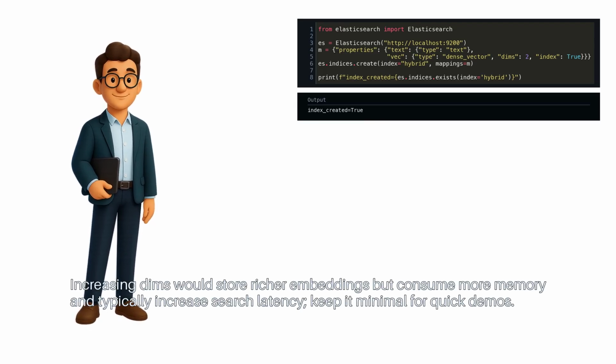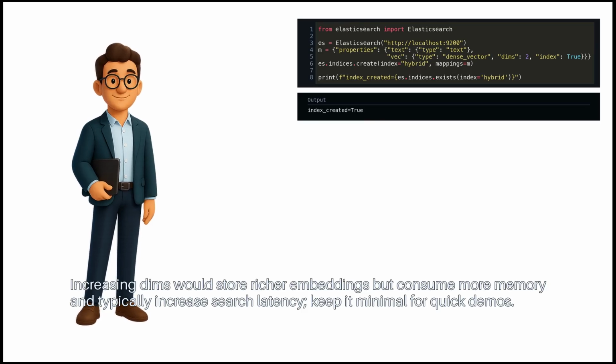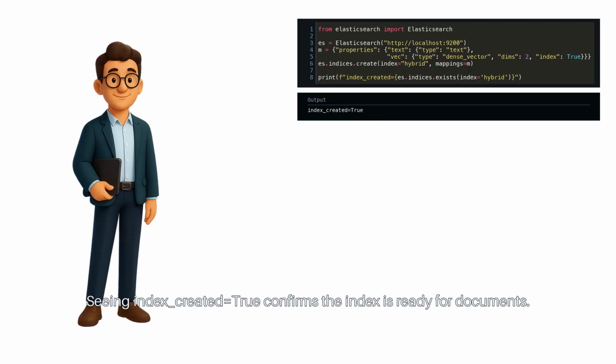Increasing dims would store richer embeddings but consume more memory and typically increase search latency. Keep it minimal for quick demos. Seeing index created equals true confirms the index is ready for documents.